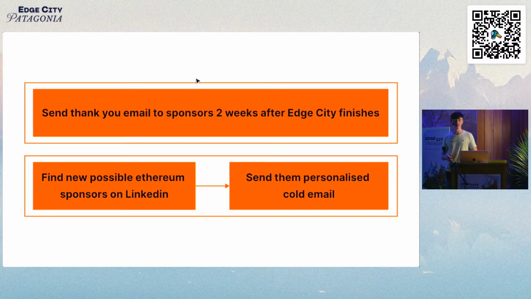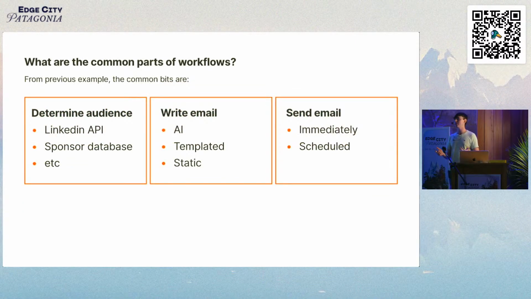So in the case of Edge, it might be you want to send a thank you email to all the sponsors 2 weeks after Edge finishes. Or you want to find a list of Ethereum sponsors on LinkedIn, and send them a customized, personalized cold email. Then you think, okay, we have maybe 10, 15, 20 different workflows. What are the common bits between each workflow?